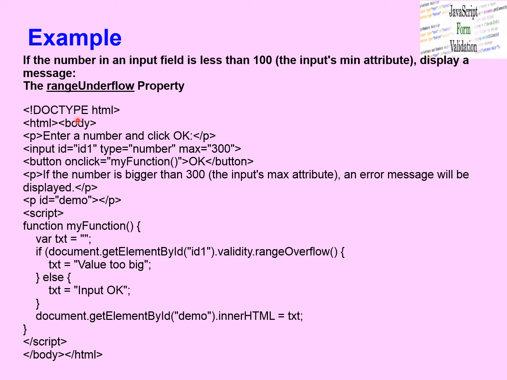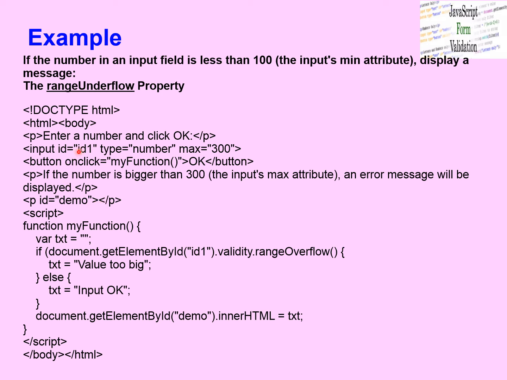We have this example, then it will be clear. Here, HTML body, then enter a number and click OK. Input ID is equal to ID1, type is equal to number, max is equal to 300. Then button onclick is equal to my function, the OK button. Then P, if the number is greater than 300, an error message will be displayed. Then another P with ID demo, and nothing is specified here.